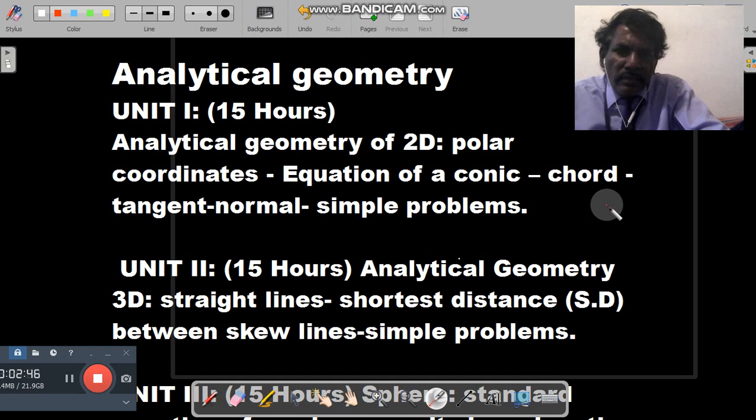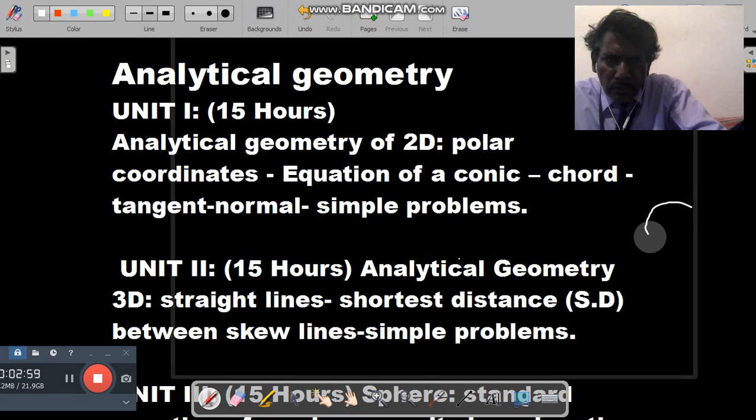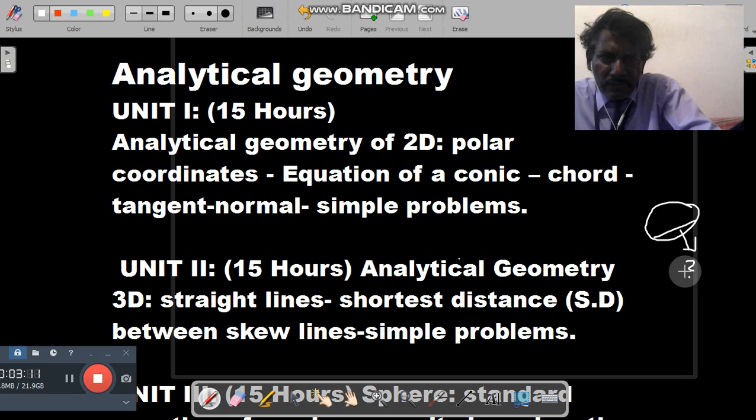The next one is about the chord. Chord we know. I will explain what a chord is now. Here it is a circle. If you join these two points, then it is called a chord. Now what is this equation? We are interested in that.